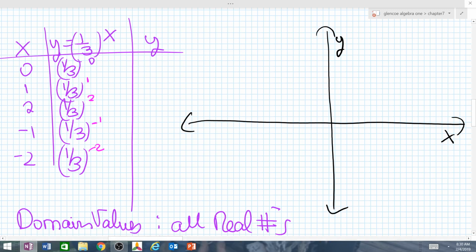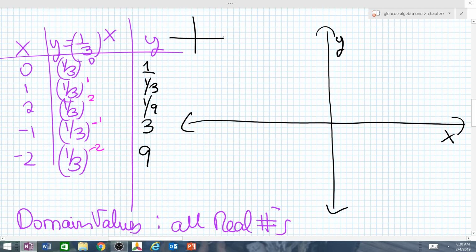We know that 1/3 to the 0 power is what? 1/3 to the first power is 1/3. 1/3 to the second power is 1/9. 1/3 to the negative first power is 3, and 1/3 to the negative second power is 9. Okay, so let's make sure we understand already in our mind.